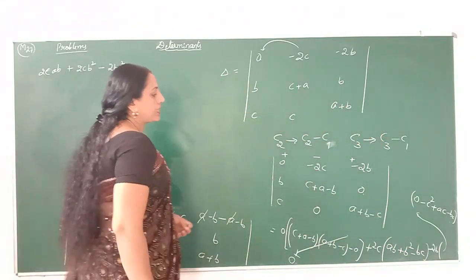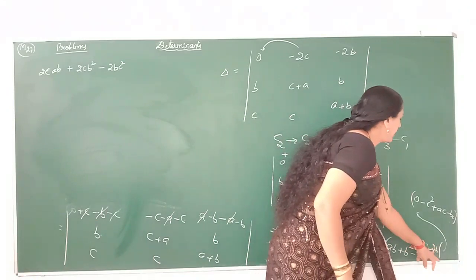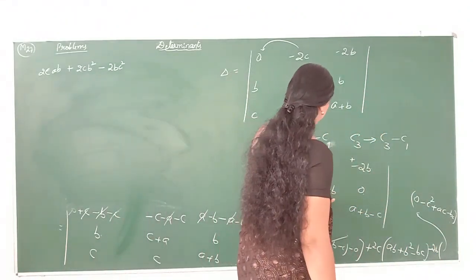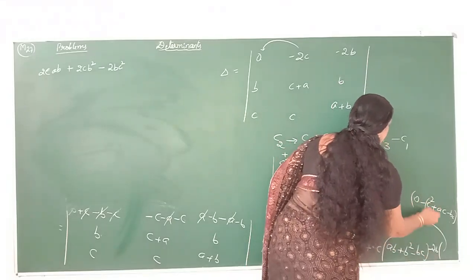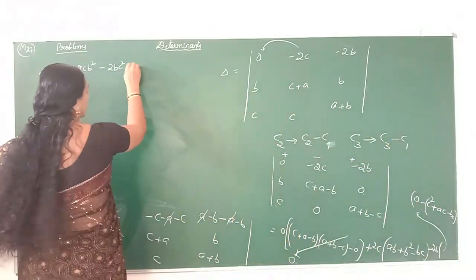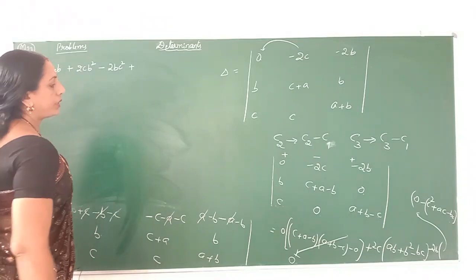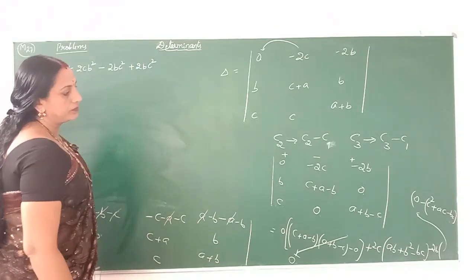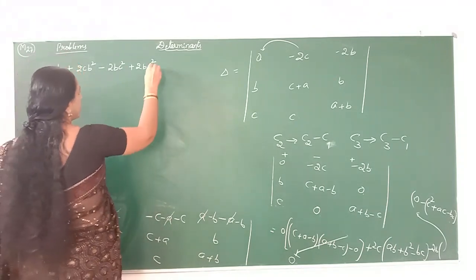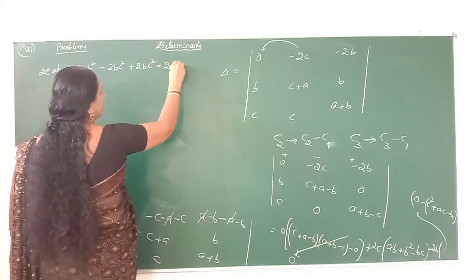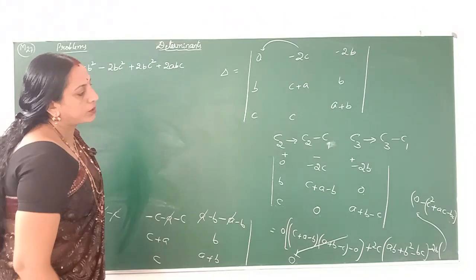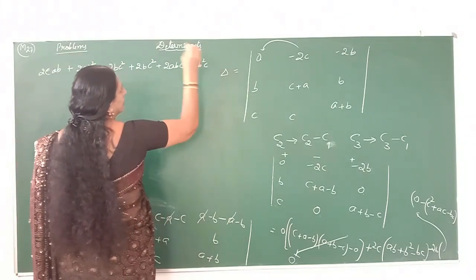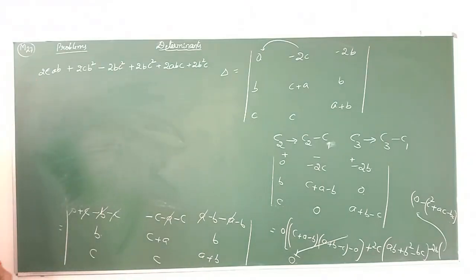Similarly, the last pair minus 2B is multiplied with, so minus into minus is plus. 2B into C square is 2BC square, 2B into AC is 2ABC, 2B into BC is 2B square C. That is the expansion of the last group.